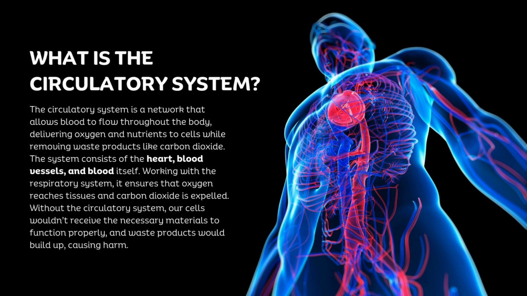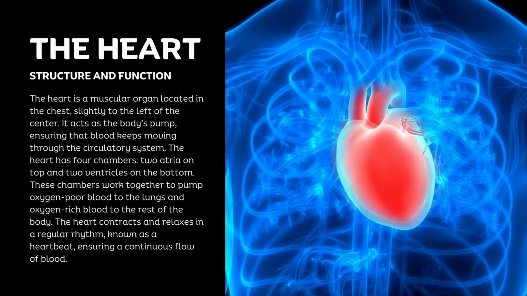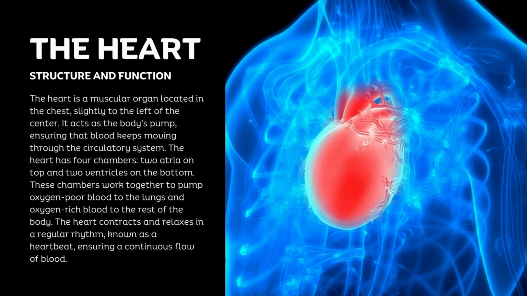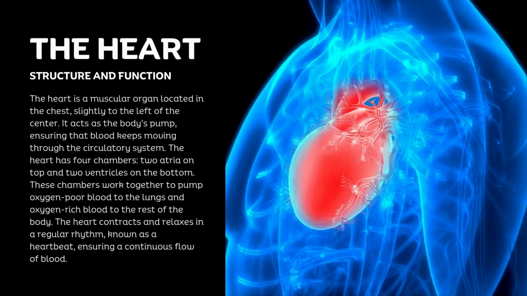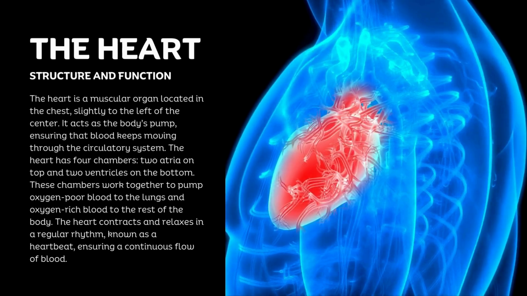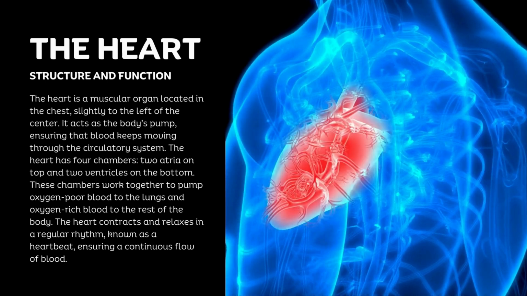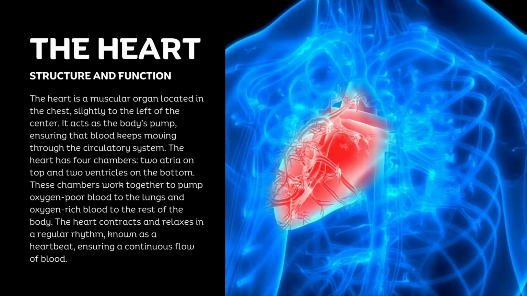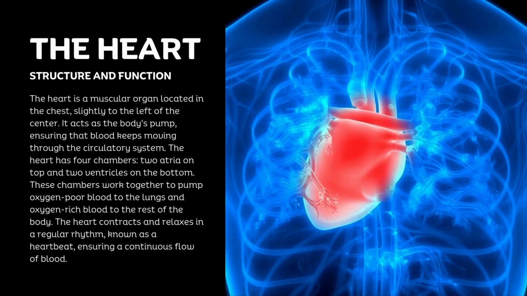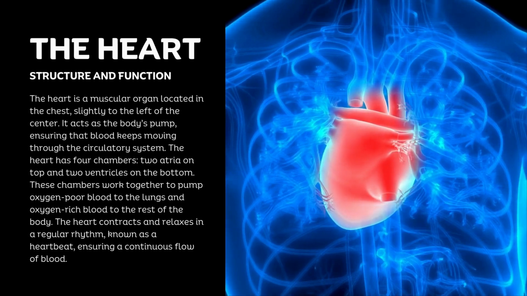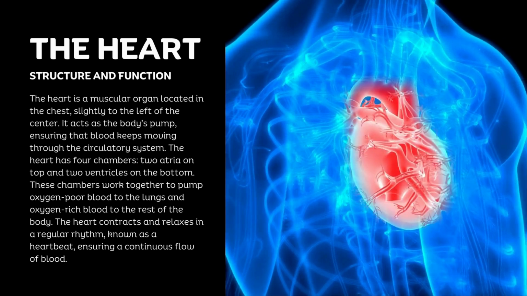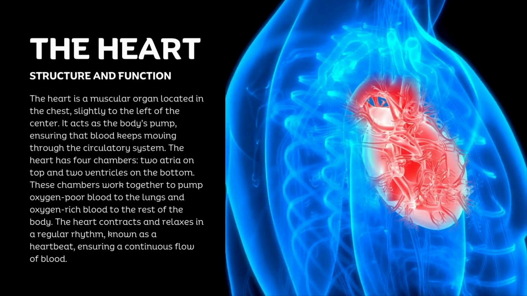causing harm. The heart: structure and function. The heart is a muscular organ located in the chest, slightly to the left of the center. It acts as the body's pump, ensuring that blood keeps moving through the circulatory system. The heart has 4 chambers, 2 atria on top and 2 ventricles on the bottom. These chambers work together to pump oxygen-poor blood to the lungs and oxygen-rich blood to the rest of the body. The heart contracts and relaxes in a regular rhythm known as a heartbeat, ensuring a continuous flow of blood.